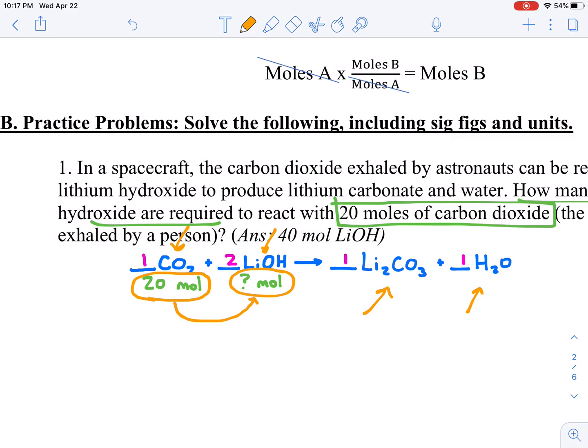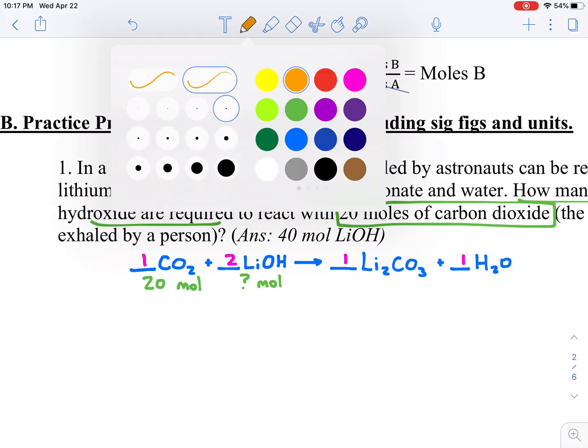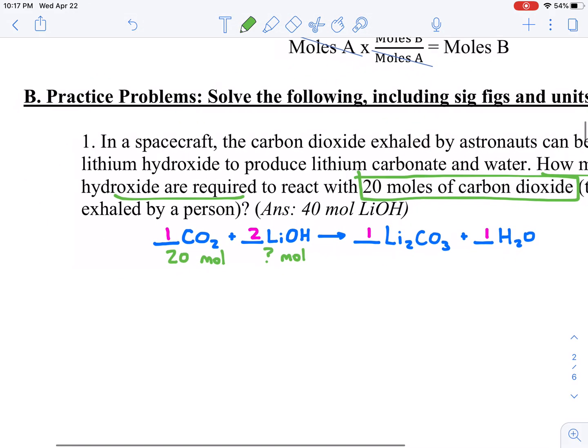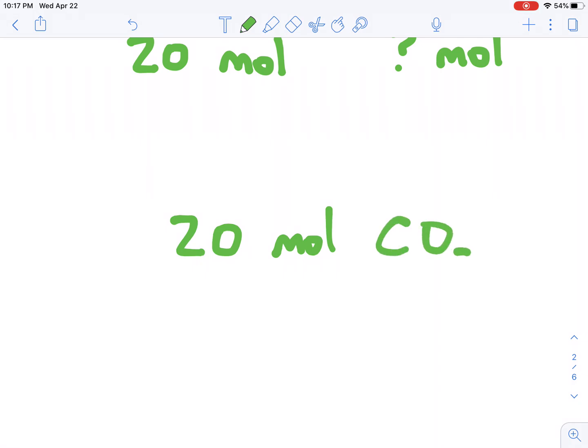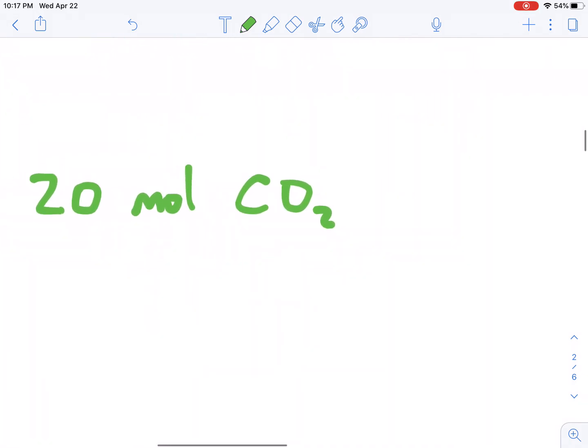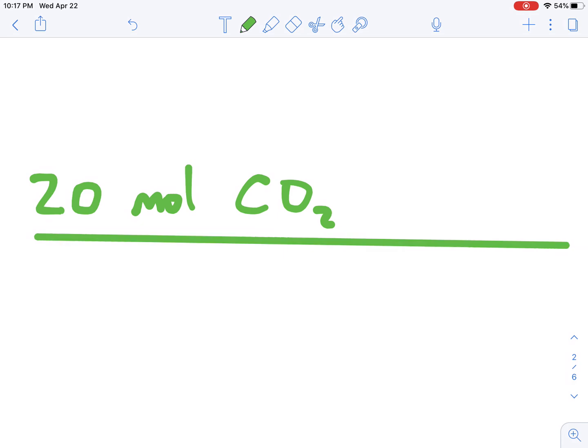But in this question, we are asked to convert between carbon dioxide and lithium hydroxide, so that is what we will do. Now, there's a number we've been given to start with. It's 20 moles of carbon dioxide. Always start with the number. You can't start with an unknown. So we're going to start with that 20 moles of carbon dioxide. Our goal in this problem is to get to lithium hydroxide. But on the way, we know something.